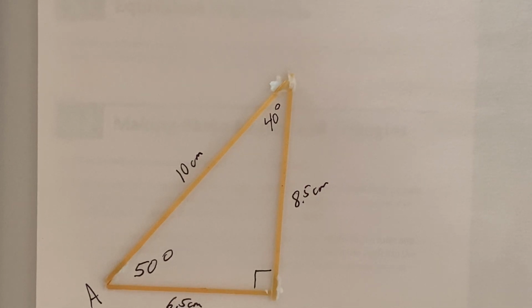So label all your sides, measure all your angles. If you have trouble with your angles, let me know. 70. Well, they should have 180.